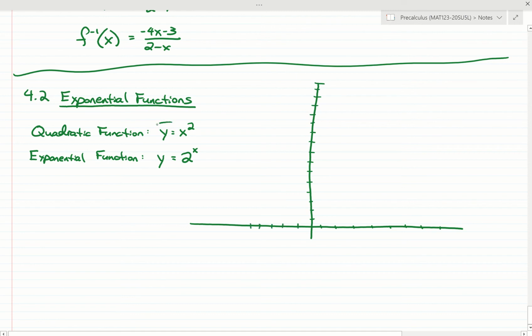Okay, so I'll graph our quadratic function in green. So it's 0, 0 squared is 0, 1 squared is 1, 2 squared is 4, 3 squared is 9, and 4 squared is 16. And negative 1 squared is 1, and then we could just kind of mirror these over, something like this. That's what a quadratic function looks like.